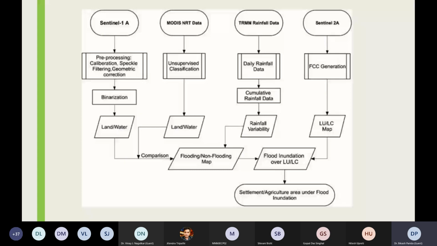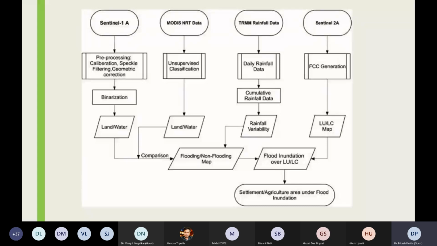So one is the radar data calibration. You have to calibrate your SAR signals, and then second, you have to do the speckle filtering, because you will find lots of noise, background noise, in the SAR data, and that filtering you have to do. There are different filtering techniques, Lee filter, refined Lee filter, so many techniques are there to remove such kind of background noise. And then geometric corrections.